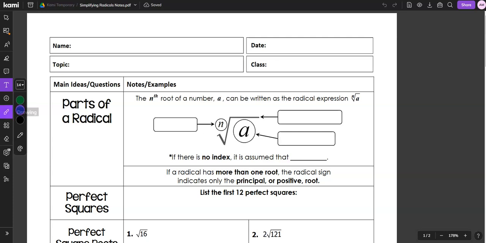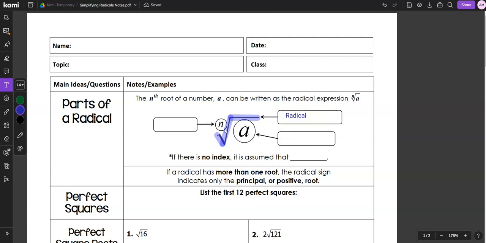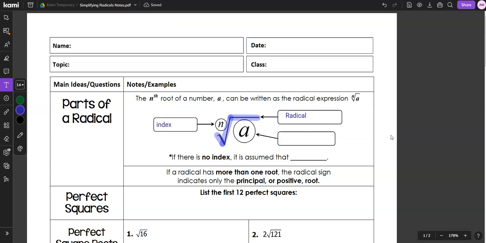This thing right here, and I'm going to highlight it so you can see it better. Right here, this, right here, that is called a radical. That's all it's called. We're just going to put the word radical here. Okay, this n right here, this is called the index. The index tells us which root we are taking. So are we taking the square root, the cube root, the fourth root, etc.